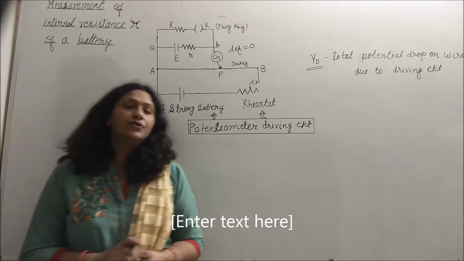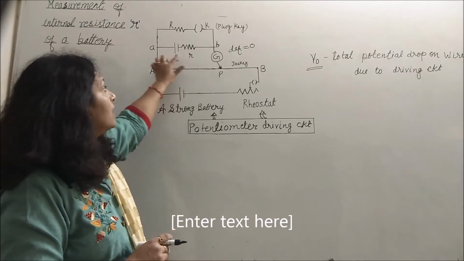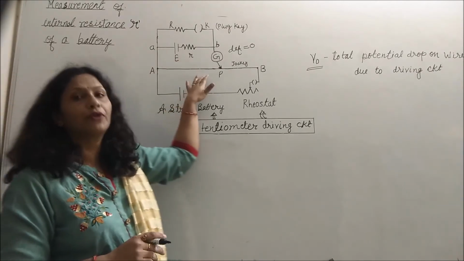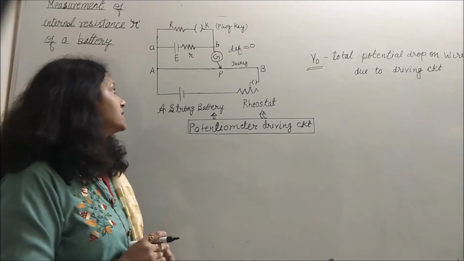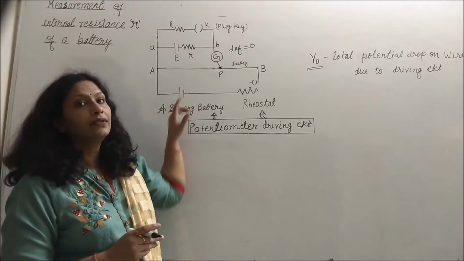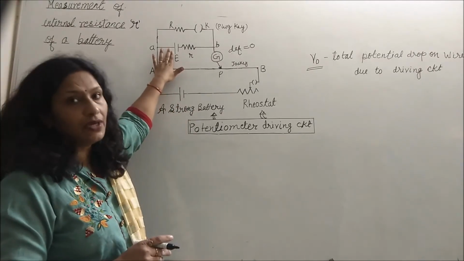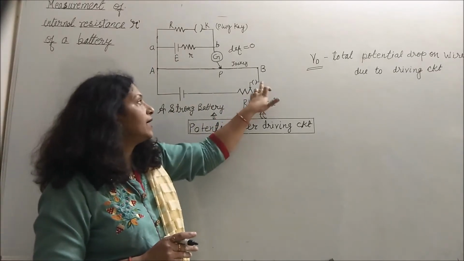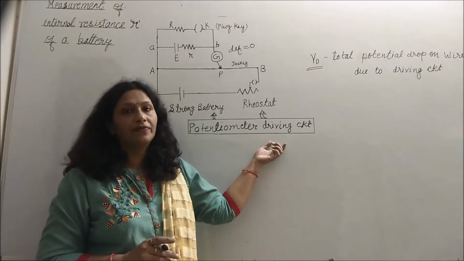Hello students, today we will see how to measure the internal resistance R of a battery using a potentiometer. For this, first we will see the circuit arrangement. This is our potentiometer, a strong battery, the battery having EMF very much high as compared to this E. A rheostat and a key make up the driving circuit of this potentiometer.